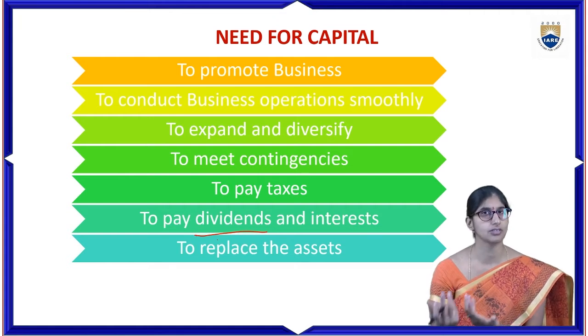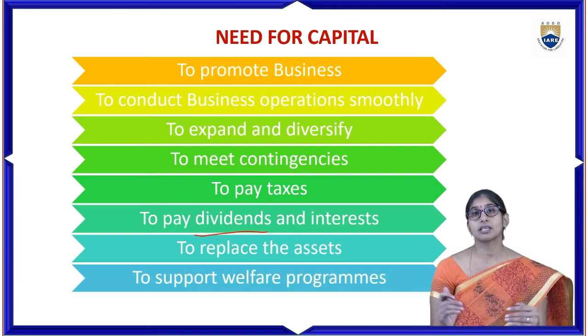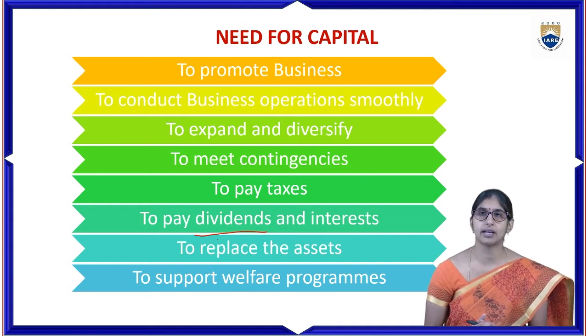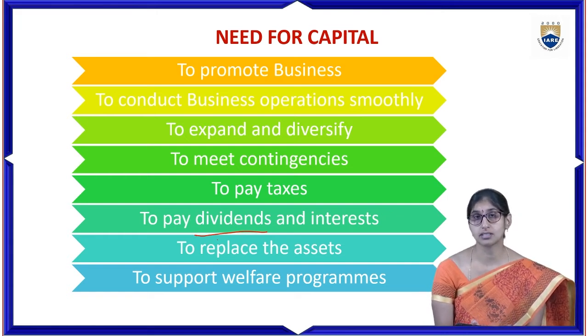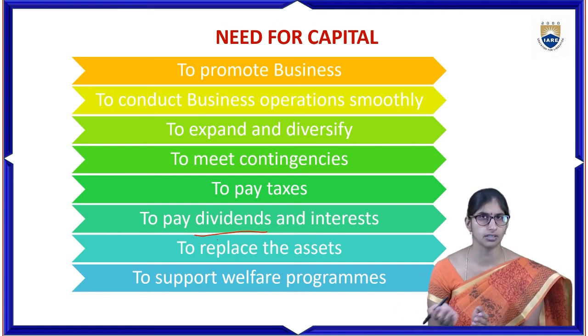But why does it have to be replaced, and where is the money going to come from? Through capital. Assets of the business can be replaced with capital, and capital is also required to promote the welfare activities of the business. What welfare activities does a company have to promote? Like giving fringe benefits, giving an amount of money for their children's education, making insurance for the families of the employees, giving flats, or some other benefits.